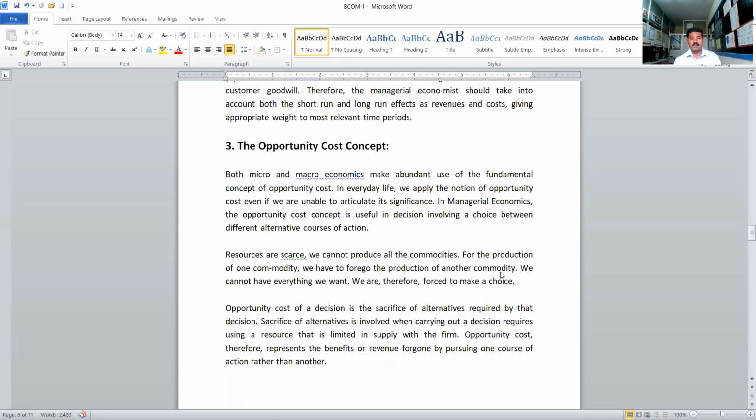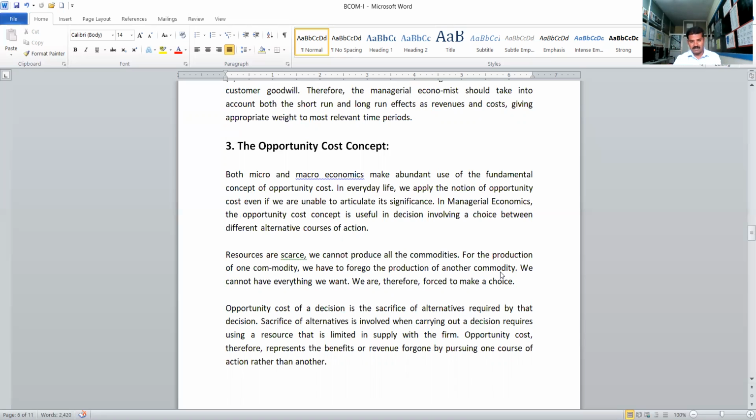Resources are scarce. We cannot produce all the commodities. For the production of one commodity, we have to forgo the production of another commodity. We cannot have everything we want. We are therefore forced to make a choice. The opportunity cost of a decision is the sacrifice of alternatives required by the decision.